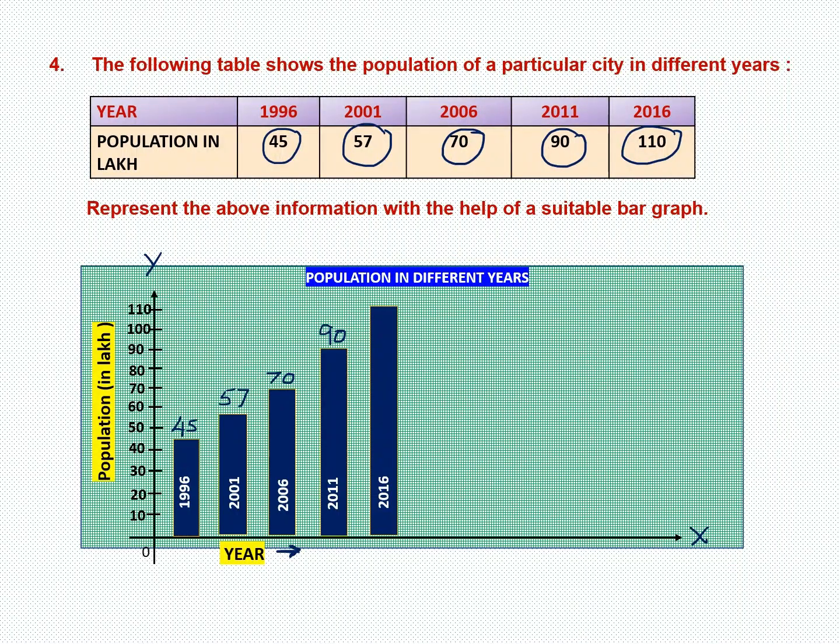So as you can see, we've drawn all the bars. The last one says 110 lakh. Now, can you see that all the bars are of the same thickness, same width, and the gap between the bars? This is the gap. The gap between two bars must be the same. So check all this when you complete your graph.